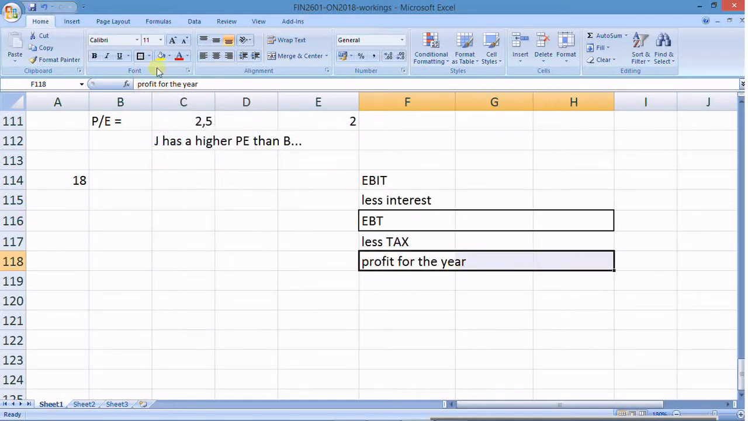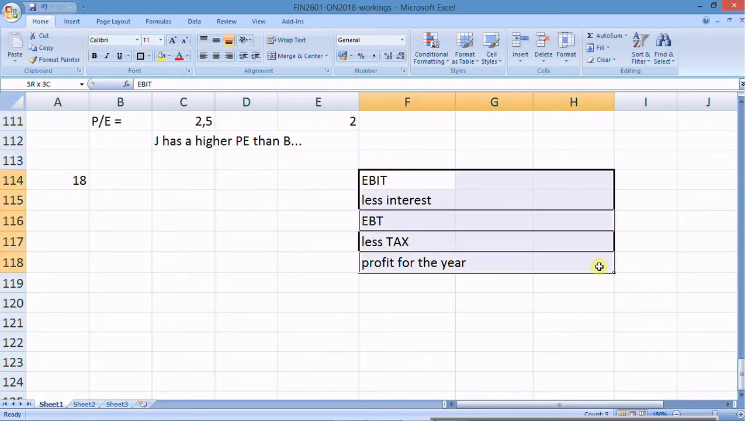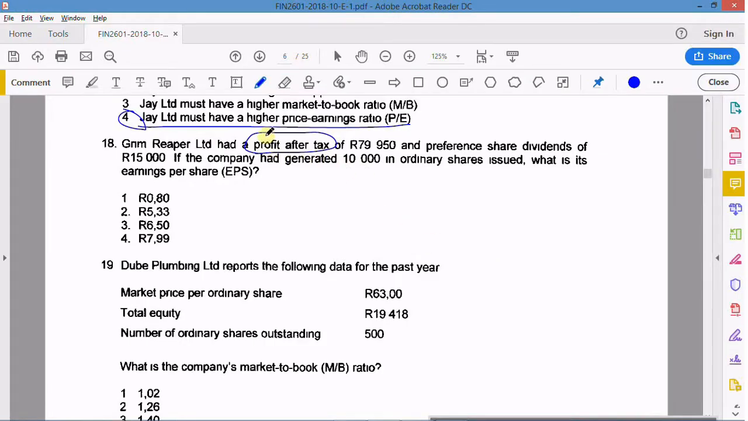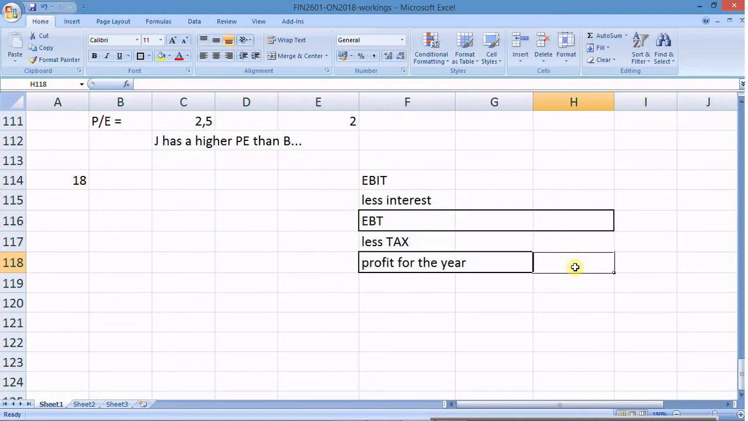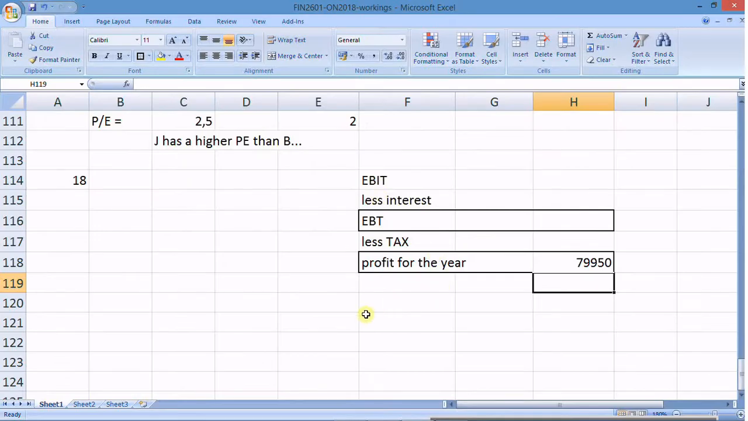Okay. That was also in the assignment, you had to work it out. So if you go back and redo one of the assignments, we also looked at this. You need to have that as part of the working. What did they give me in the question? Profit after tax, 79,950, and the preference share dividends of 15. So pref share dividends.